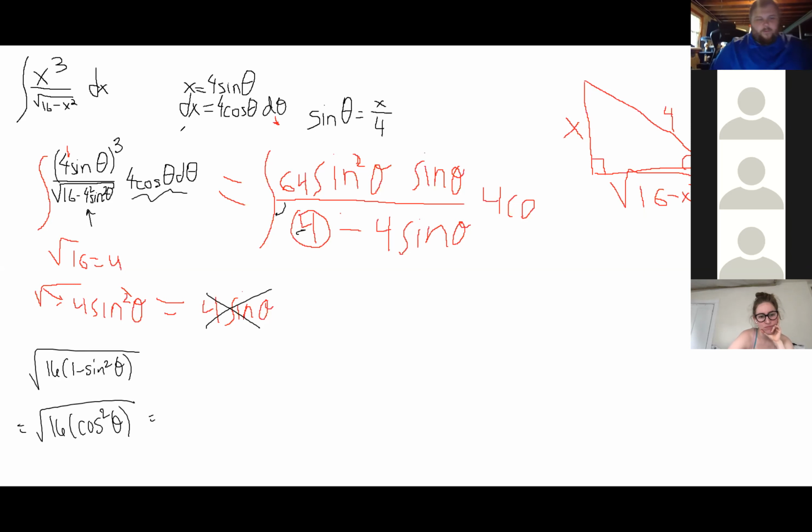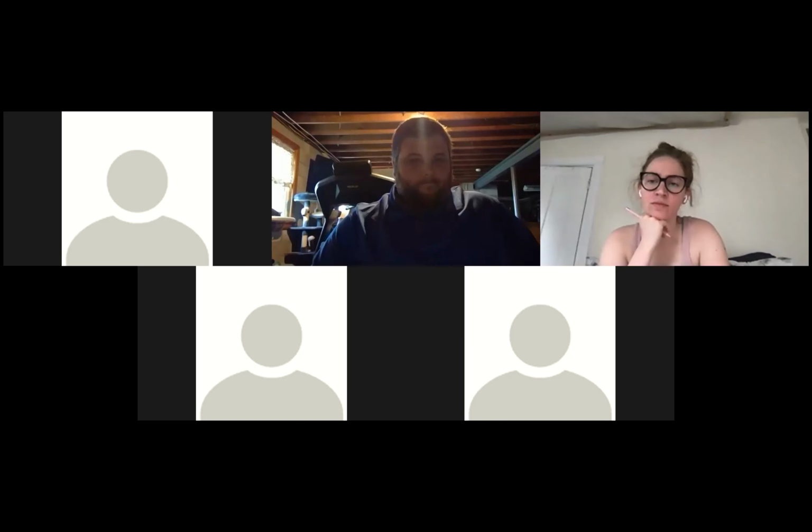And then what does that equal? So that would equal... let me erase this. That would equal 4. Or wouldn't that be 16 cosine theta? Cosine, yes, but the 16 comes out of the square root, so that would be 4. That would be 4. Yep. Okay. So, like so.